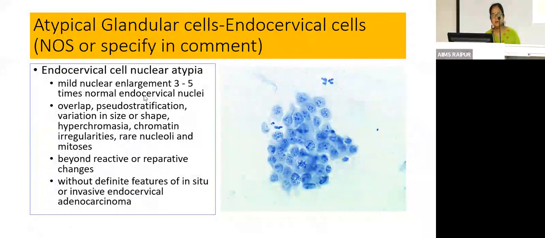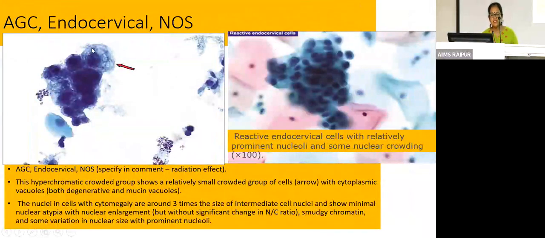Again, this is another example to compare AGC endocervical NOS and how it looks different from a reactive endocervical cell. On the right side, you have reactive endocervical cells. These nuclei are less than 3 times the size of an intermediate cell nucleus. This is the intermediate cell, so this is less than 3 times that. Whereas here, the size is definitely more than 3 to 5 times. Okay. It is also hyperchromatic.